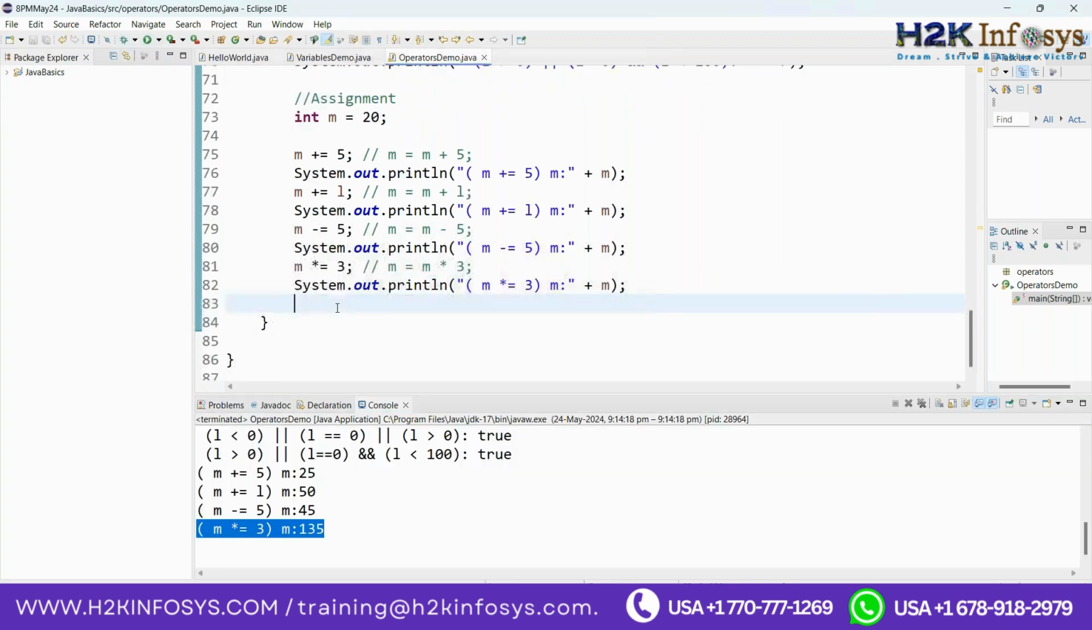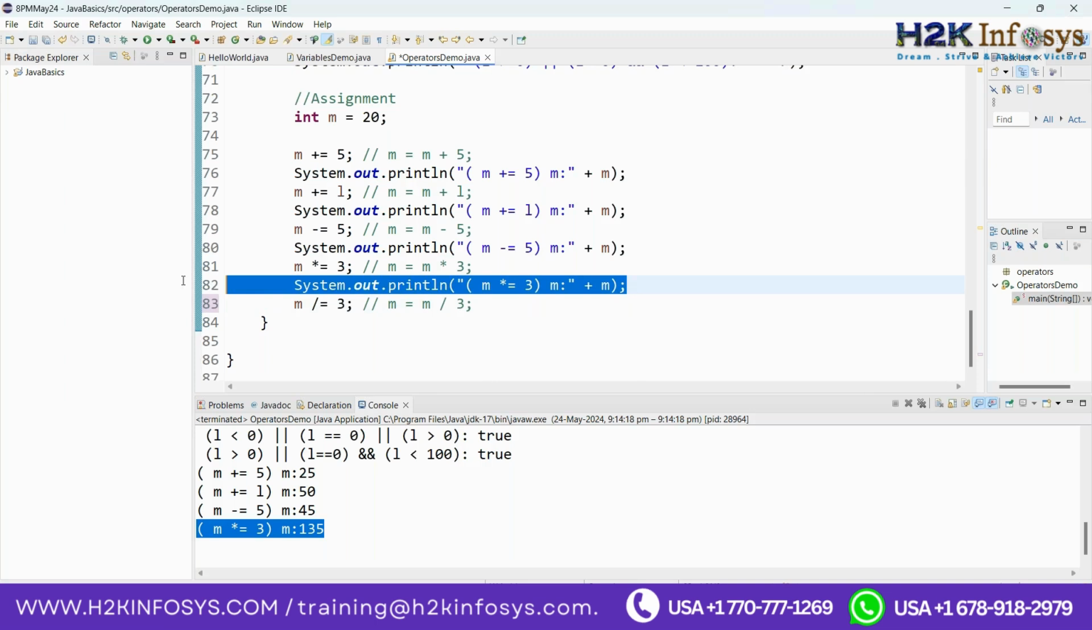135, simple. Now there is one more, the last but one is, you can divide also. Now tell me what would be that? 135 by 3. 135 divided by 3, 45 back.